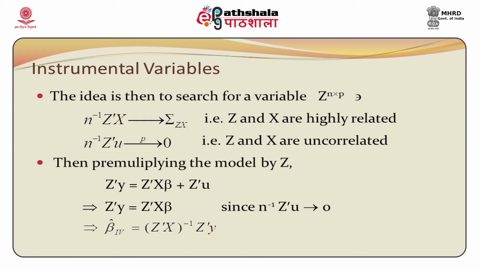So, you have a new set of normal equations now. Instead of X'y, you have Z'y. Instead of X'X beta on the right hand side, you have Z'X beta. And your instrumental variable estimator for beta would be (Z'X) inverse Z'y.